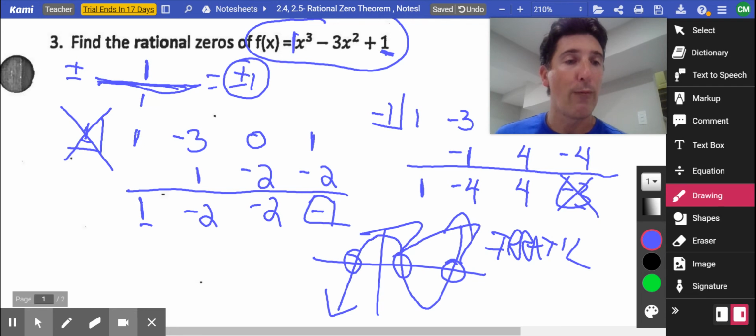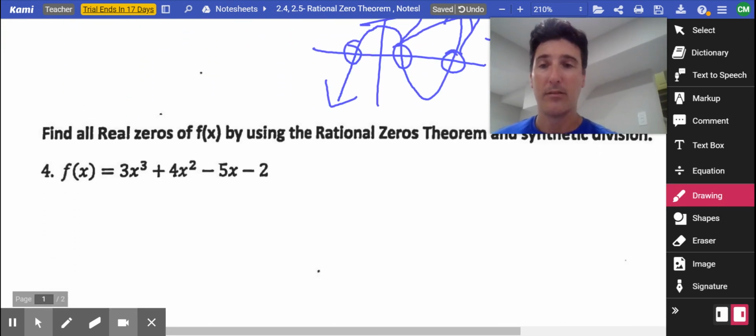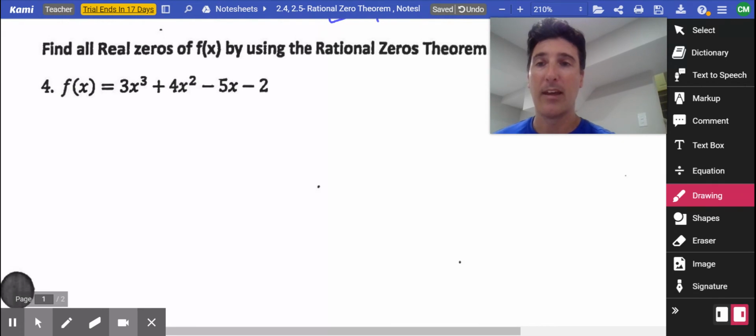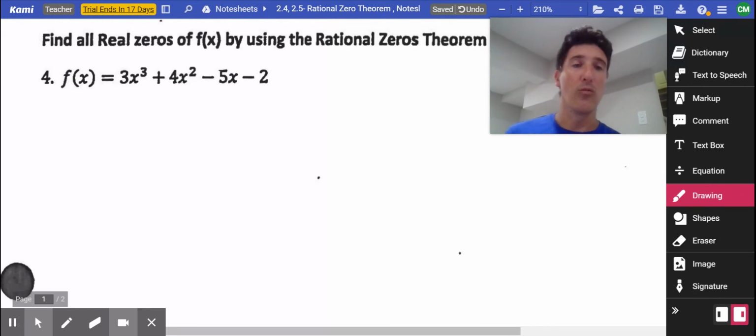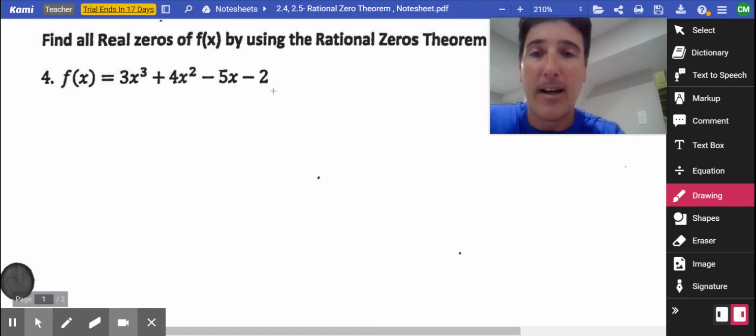Let's do number 4, and then that'll be it for this video. This is really the same thing. Now, this one says find all the real zeros. So let's start with our list. And it's in standard form, so I don't have to rearrange terms. It starts with the highest exponent and goes down to the constant.